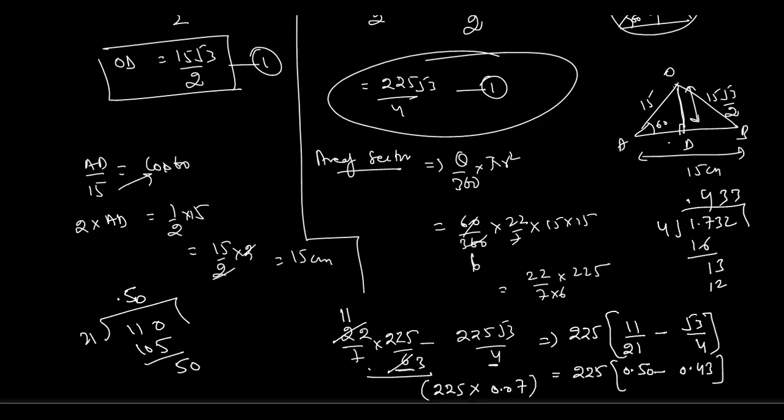When you multiply this 225 by 0.07, you will get the value. So please let me know the value. What is the answer? Multiply these two terms, 225 multiplied by 0.07. Get the value, beta.